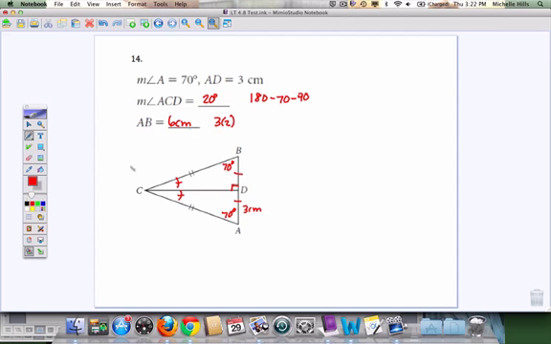Again, the other work that you could have shown on this one would be to look at the larger triangle and say I'm going to take 180, subtract out the two 70-degree angles, and then divide that answer by 2 to find the measure of one of these.